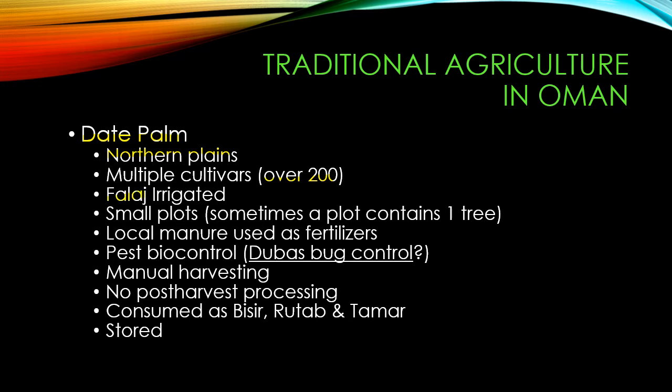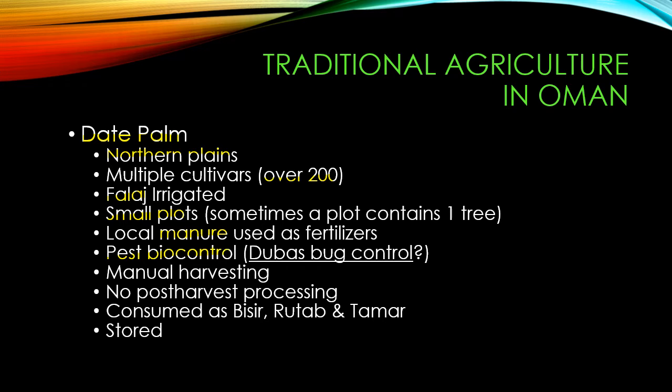They are also irrigated with village falaj or sometimes by wells. Same thing, they are small plots as well. So that applies to date palm in the traditional sense of cultivation. Same thing, manure is used, and many of the date palm farmers would have animals like goats and sheep and so on. So they use the manure for their traditional farms.